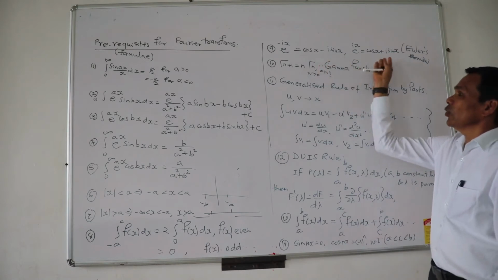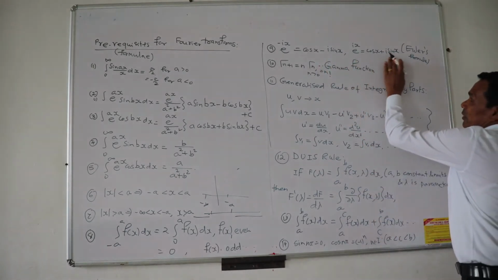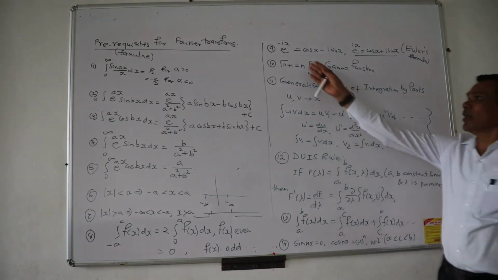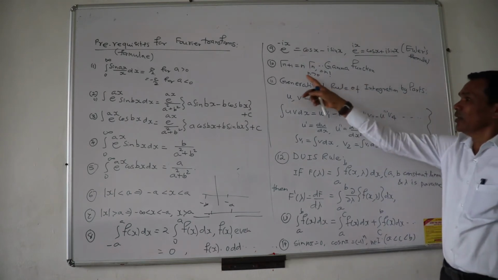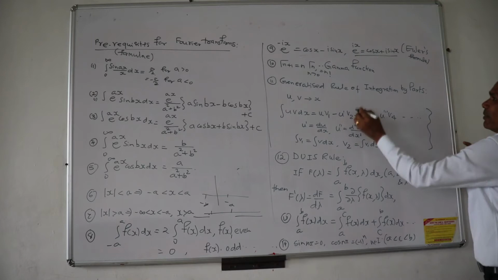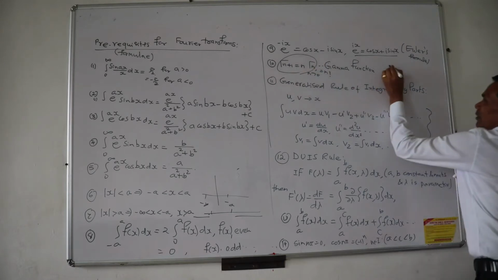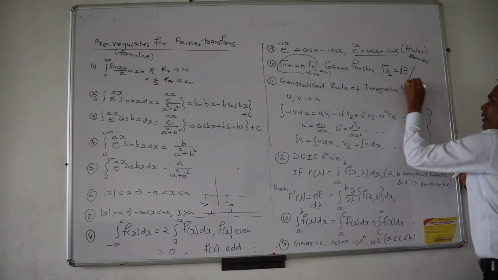Similarly, we need Euler's formulae on the complex number. It is this: e raised to ix is cos x plus i times sin x. Similarly, e raised to minus ix is cos x minus i times sin x. Then this is the gamma function: gamma of n plus 1 is n gamma n. This is required here; the value of gamma half is root pi and so on.